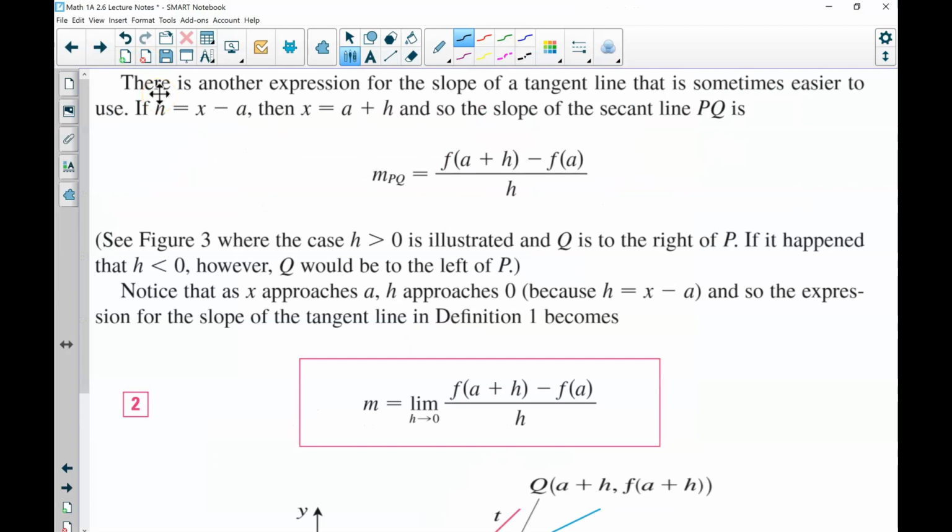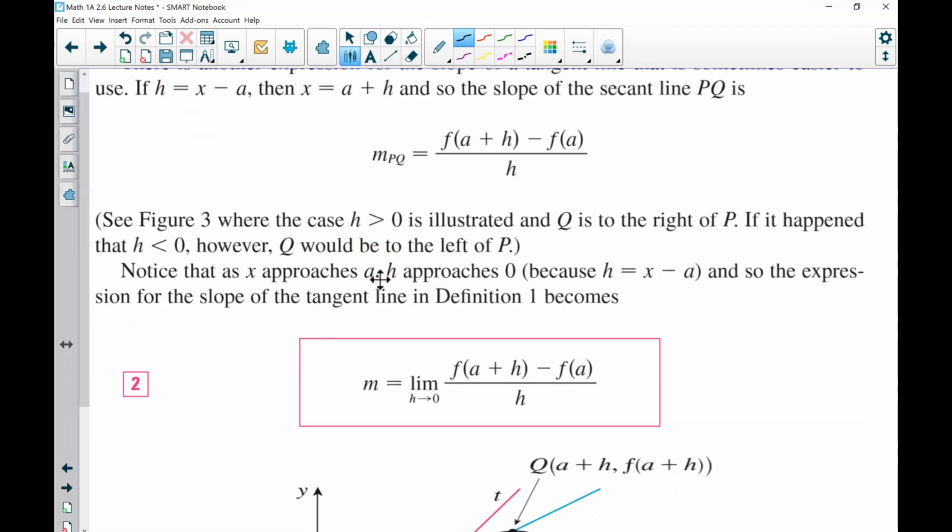All right, now there is another expression for the slope of the tangent line that is sometimes easier to use. If we know that h is equal to x minus a, and if we solve for x, then x is going to equal a plus h. And so the slope of the secant line PQ is the following, where you have f of a plus h minus f of a, over h. Now, we'll look at that figure where we have the case of h greater than 0, and Q is to the right of P. If it happened that h was less than 0, Q would be to the left of P.